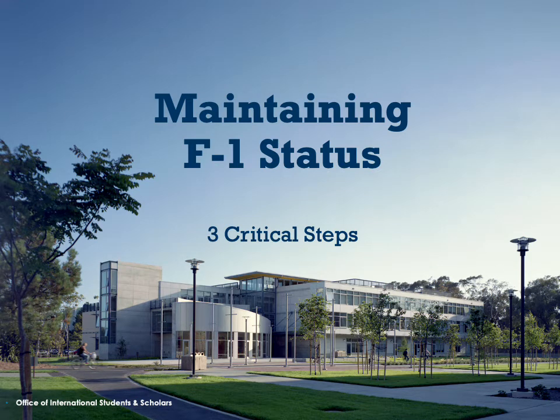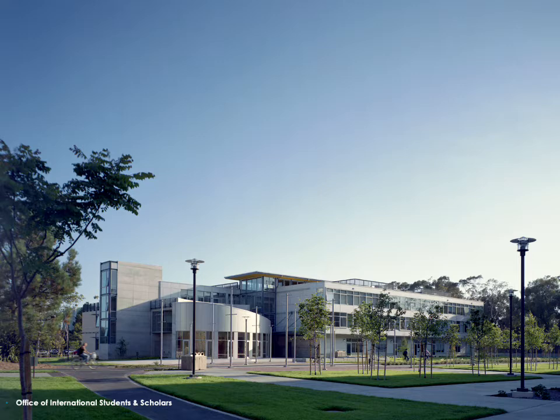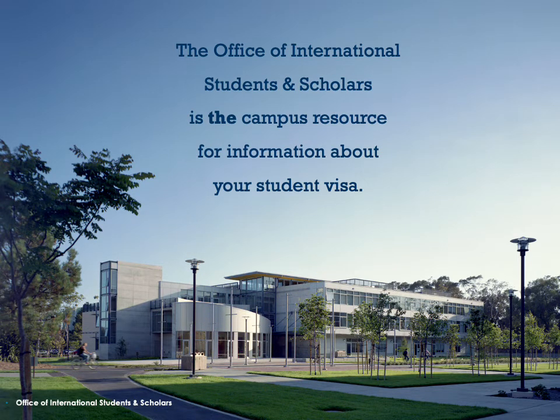This slideshow will go over how to maintain your F-1 status. That means keeping your immigration record in good shape so that you are in valid status. There are 3 critical steps you need to keep in mind. This slideshow is produced by the Office of International Students and Scholars, and we are the campus resource for information about your student visa. If you have any questions about this material, OISS is the department you should consult.